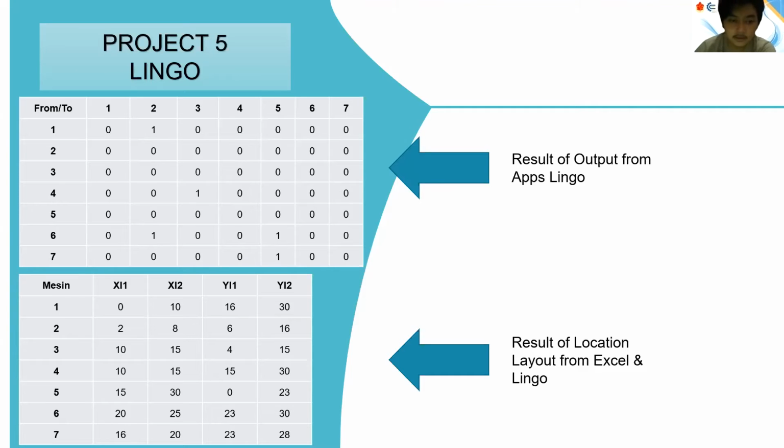In the layout drawing, we use the X and Y axes. In the first table, the length of machine 1 is 1 to 10 meters, namely from X1 to X2, while the width of machine 1 is at points 16 to 30 from the zero point of the Y-axis.